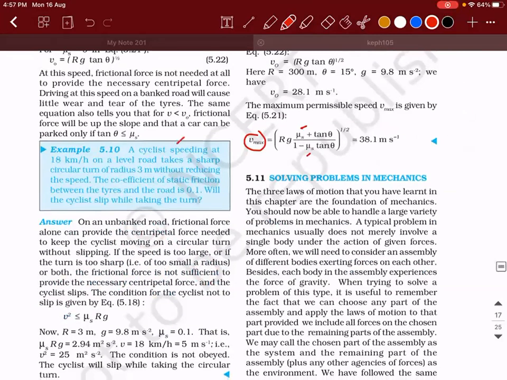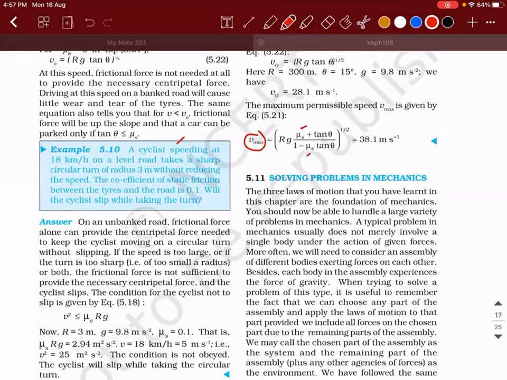So tell me, a cyclist speeding at a value of 18 km/h on a level road takes a sharp circular turn of radius 3 meters without reducing the speed. The coefficient of static friction between the tires and the road is 0.1. Will the cyclist slip while taking the turn?